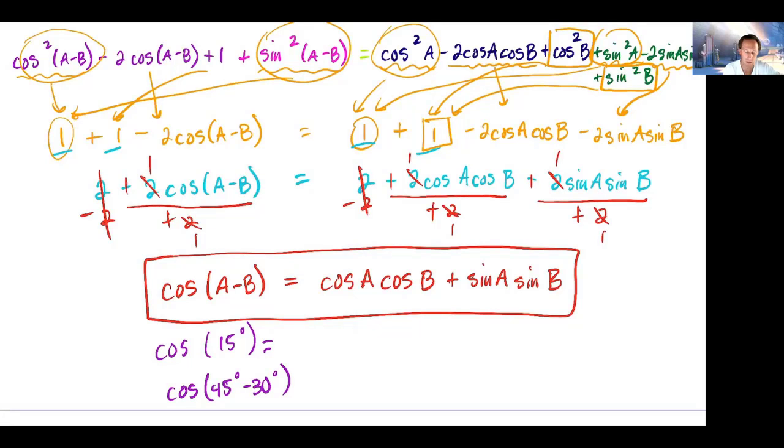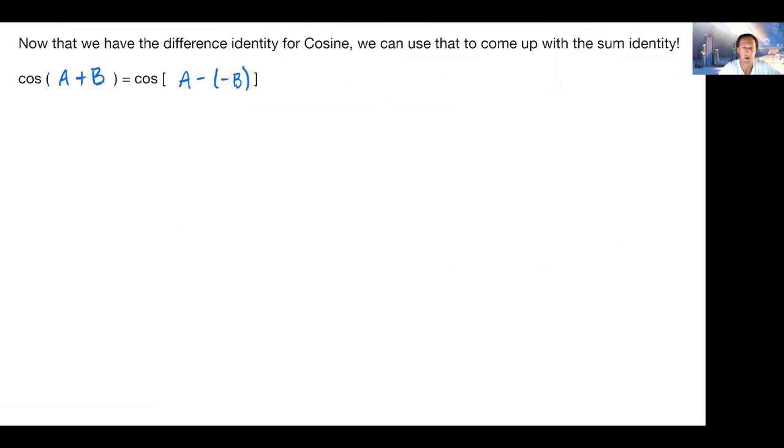Okay, so I'm just going to quickly use this to then show you what the other one is, the sum of two angles for cosine, by getting a little creative and rewriting this B here, and then start utilizing these with a few examples. So now that we have that difference identity for cosine, we're going to use that same thing by, again, getting a little creative and rewriting, instead of A plus B, we're going to rewrite our A plus B to be a double negative.